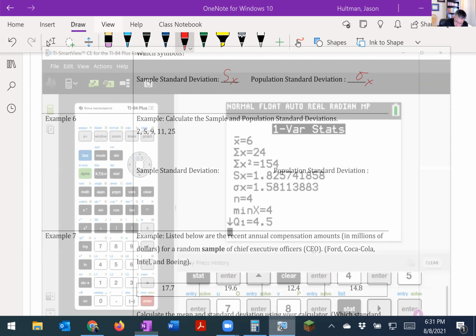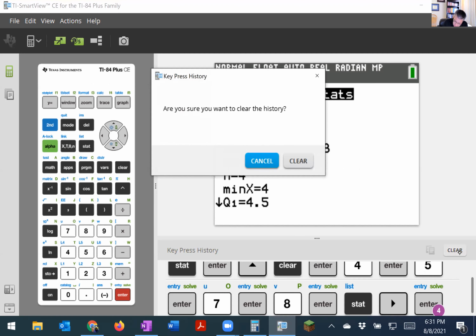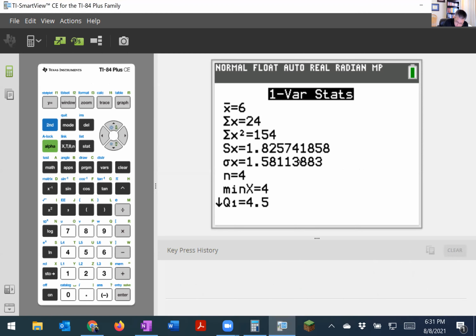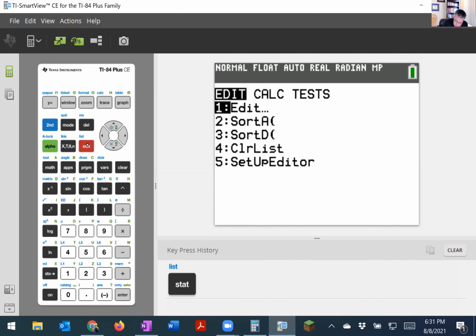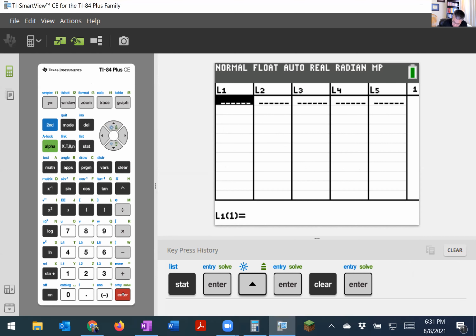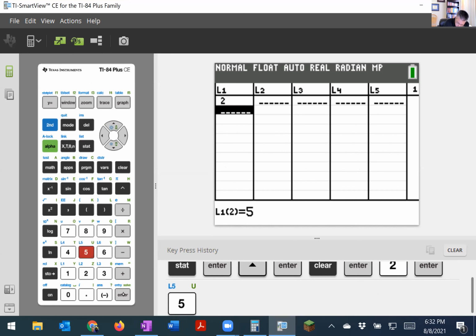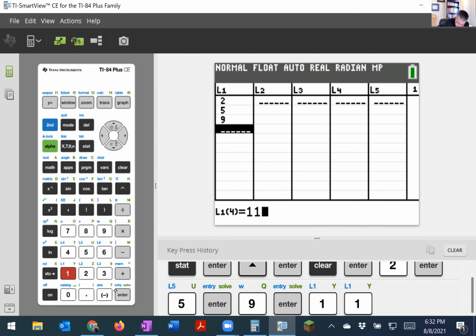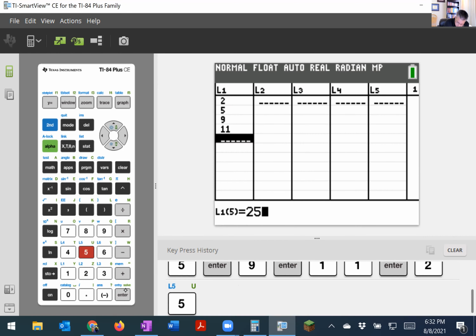Okay, let's plug that into the calculator. I'm going to hit clear to clear my key press history. So I'm going to go back to the stats key, hit enter, and then clear this. Clear, and then enter. Now I want to plug in my new values here: 2, enter, 5, enter, 9, enter, 11, enter, and 25, enter.